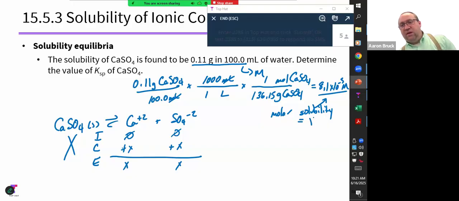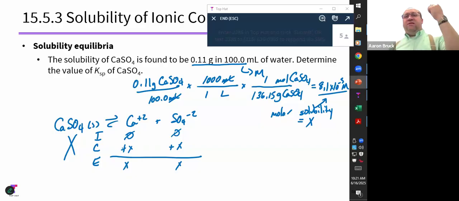Molar solubility is our X term here. The reason we want to focus on that is that in this particular case, it's 1-to-1, so it's not going to be terribly difficult to make that conversion. One thing we do have to be on the lookout for, though, is in those kinds of salts where it is not a 1-to-1 dissolution, molar solubility would change in those cases.